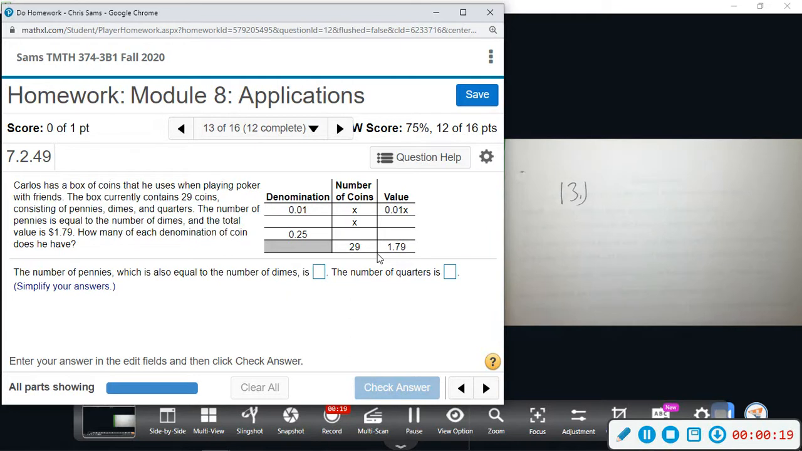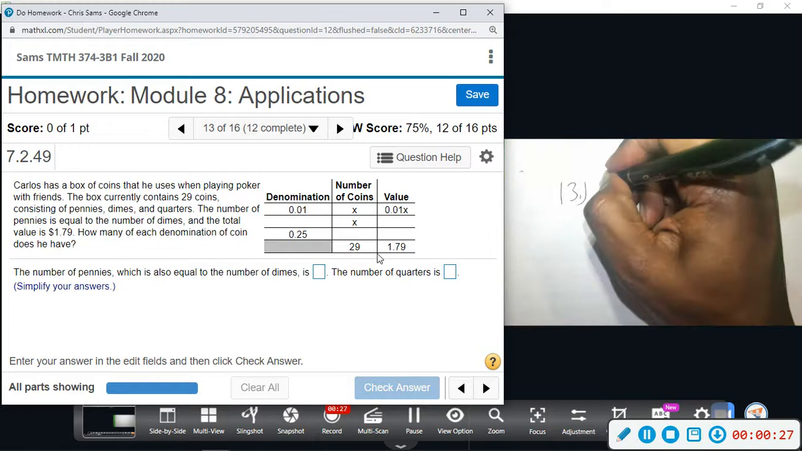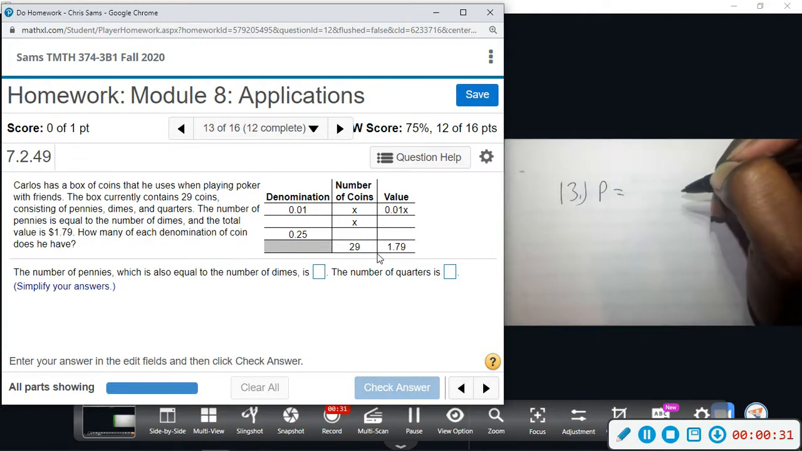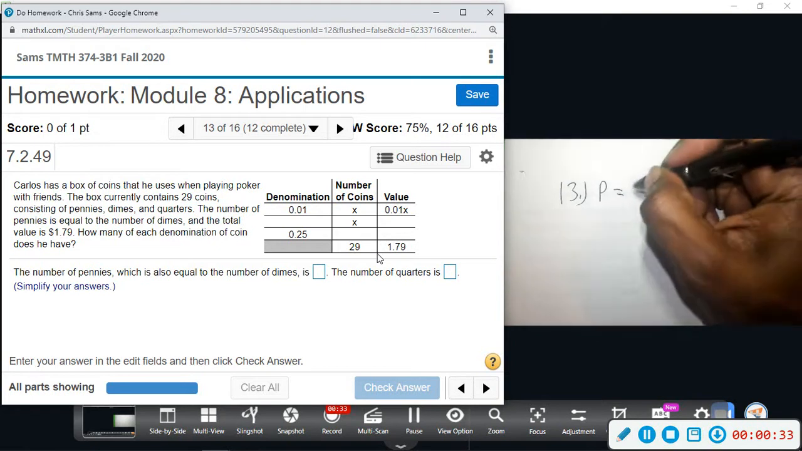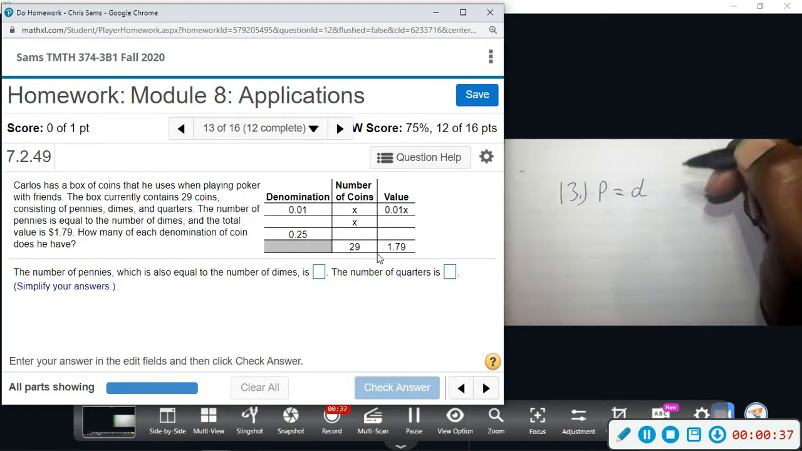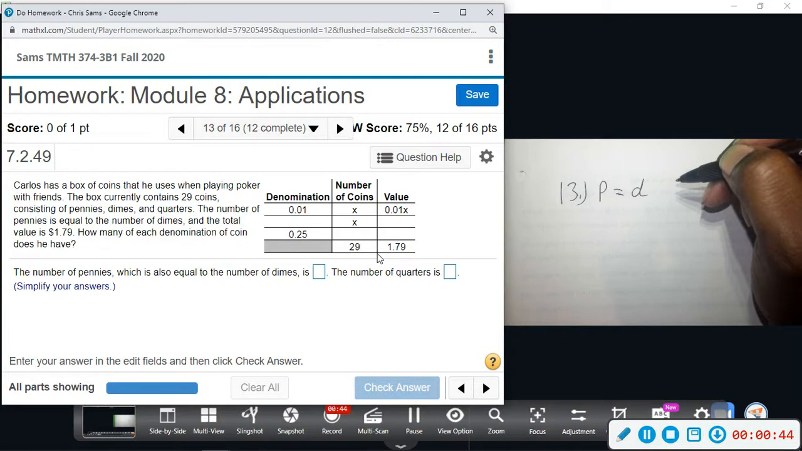The box currently contains 29 coins, consisting of pennies, dimes, and quarters. The number of pennies is equal to the number of dimes. So P equals D, P for pennies, D for dimes. And the total value is $1.79. How many of each denomination does he have?